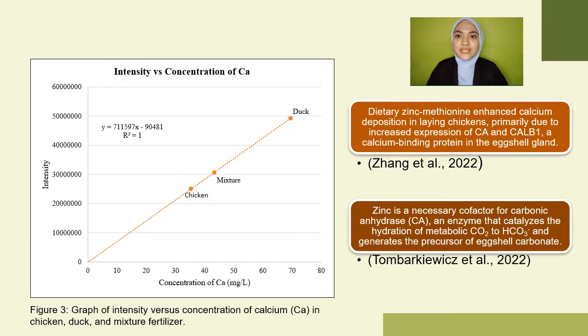Figure 3 displays duck fertilizer shows the highest concentration of calcium, which is 69.48 mg per liter, followed by mixture and chicken fertilizer with value of 43.36 and 35.38 mg per liter. Dietary zinc methionine enhances calcium deposition in laying chickens, primarily due to increased expression of CA and calbindin-1, a calcium-binding protein in the eggshell gland. Zinc is a necessary cofactor for carbonic anhydrase, CA, an enzyme that catalyzes the hydration of metabolic carbon dioxide to bicarbonate and generates the precursor of eggshell carbonate.